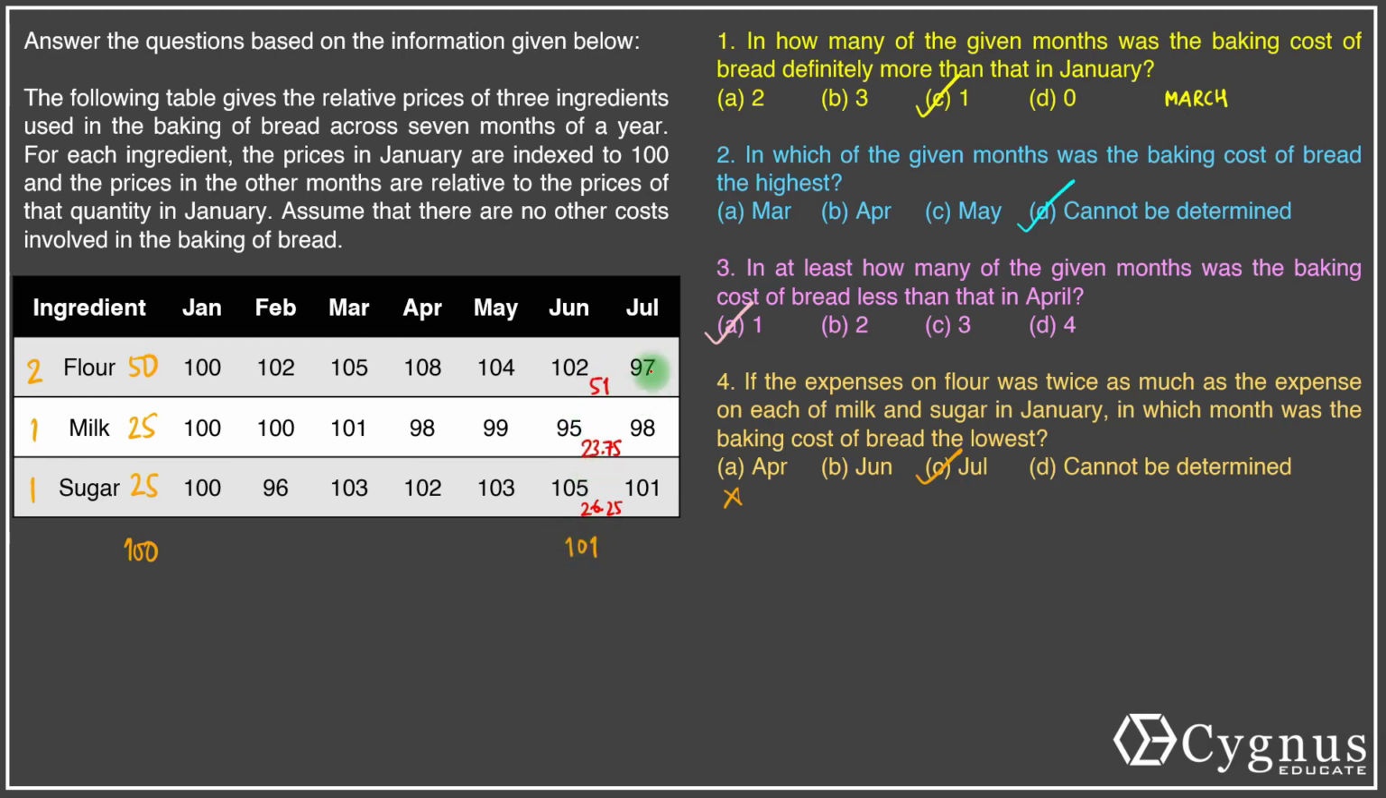Whereas July, 97 by 2, that's 48.5. 98 by 4, that's 24.5. And that's 25.25. Adding it all up, I'd get 73 and 25, 98.25. Which clearly shows that the price in July is lower than the price in June. And therefore the correct answer is answer option C, July.